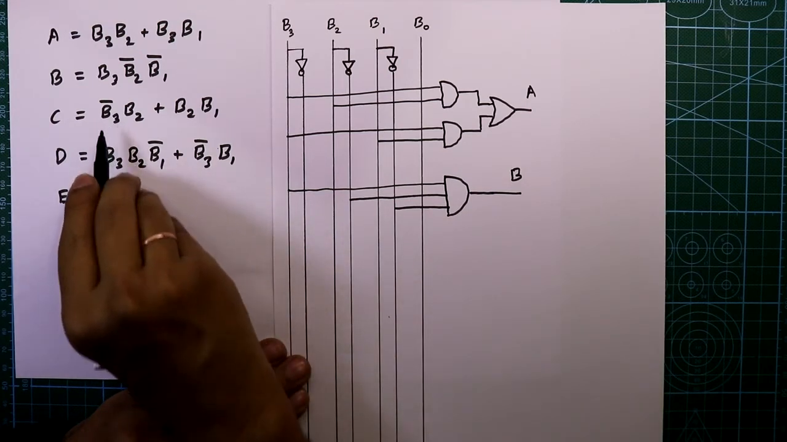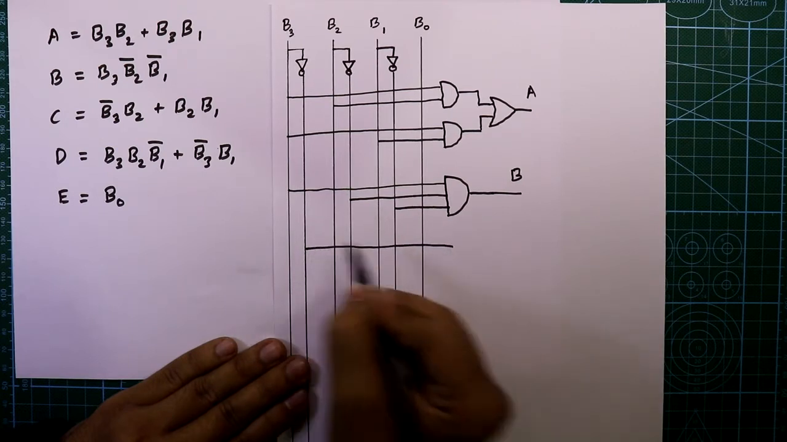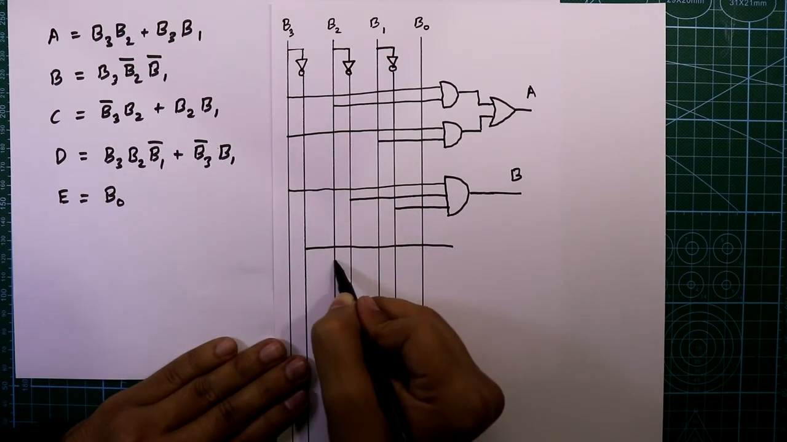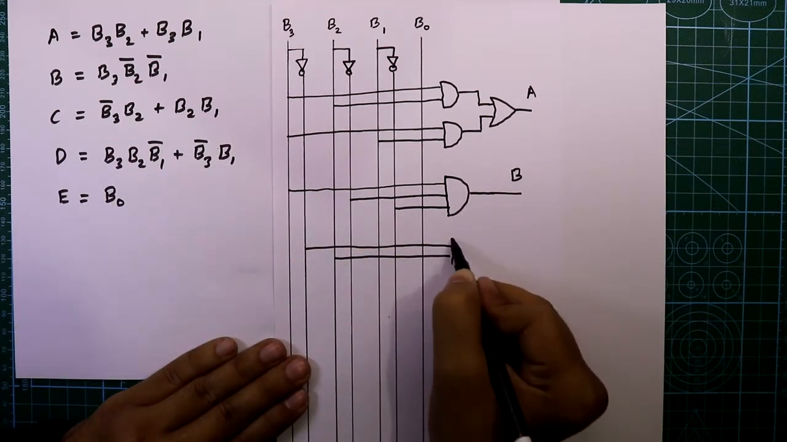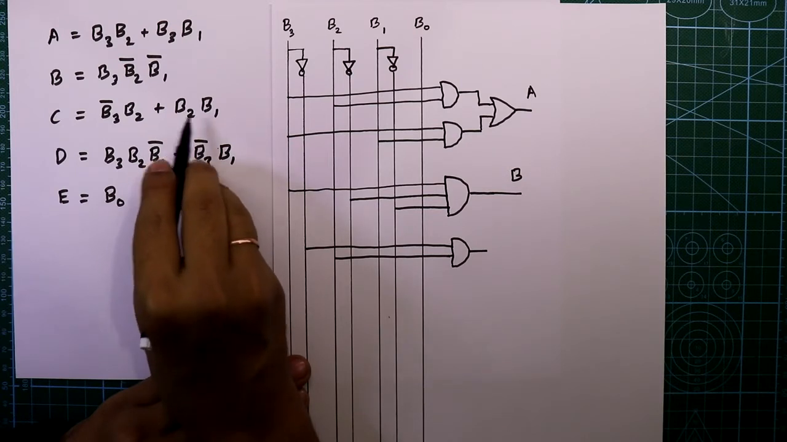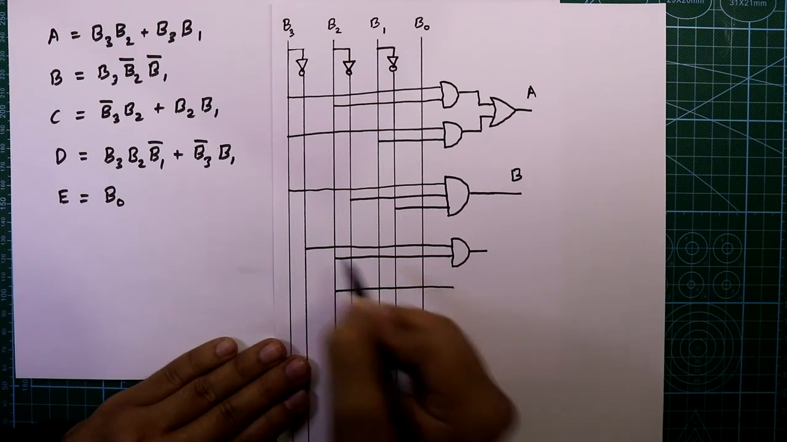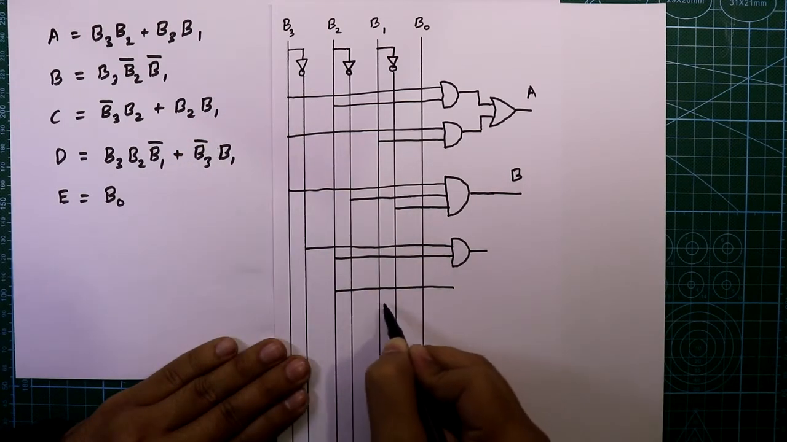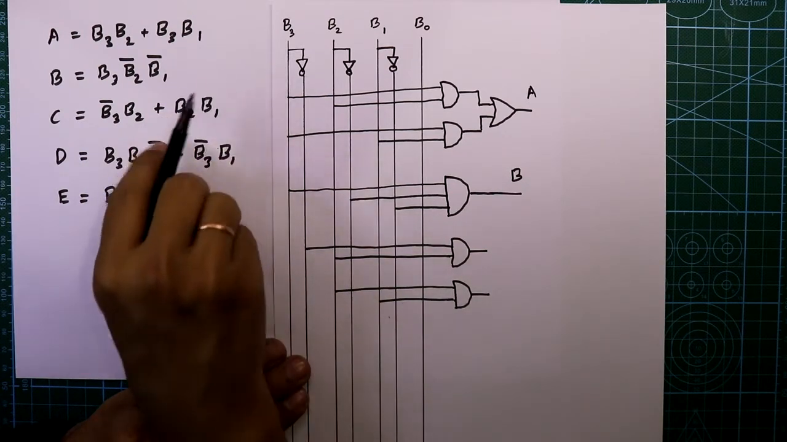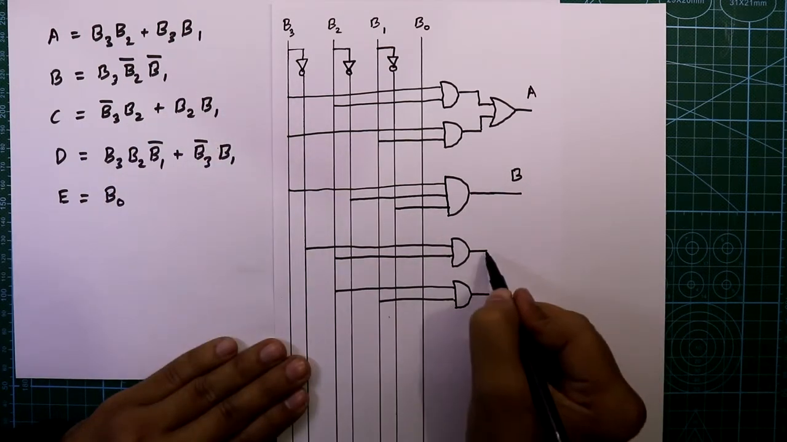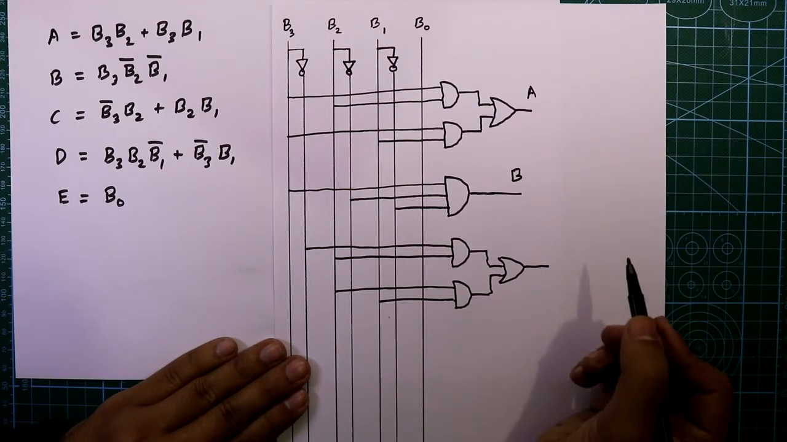Now C, complement of B3, B2. These both are combined with AND gate plus B2 dot B1, B2, B1. These both is combined with OR gate. This is our C.